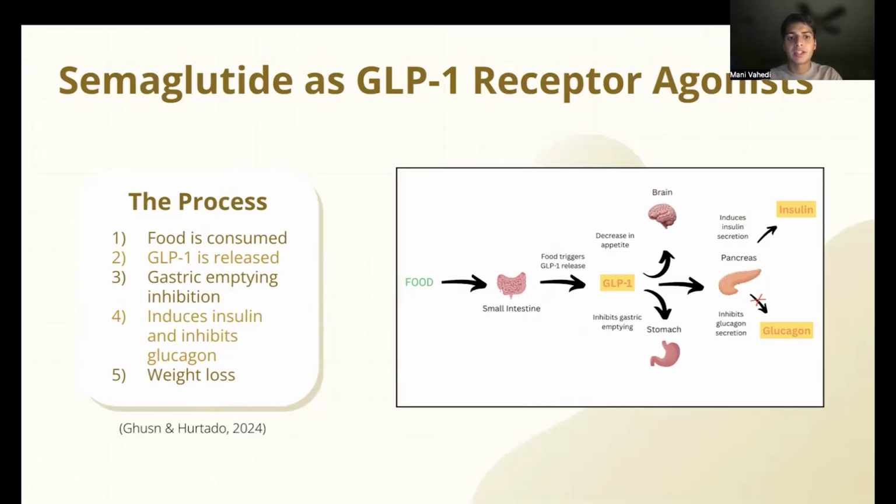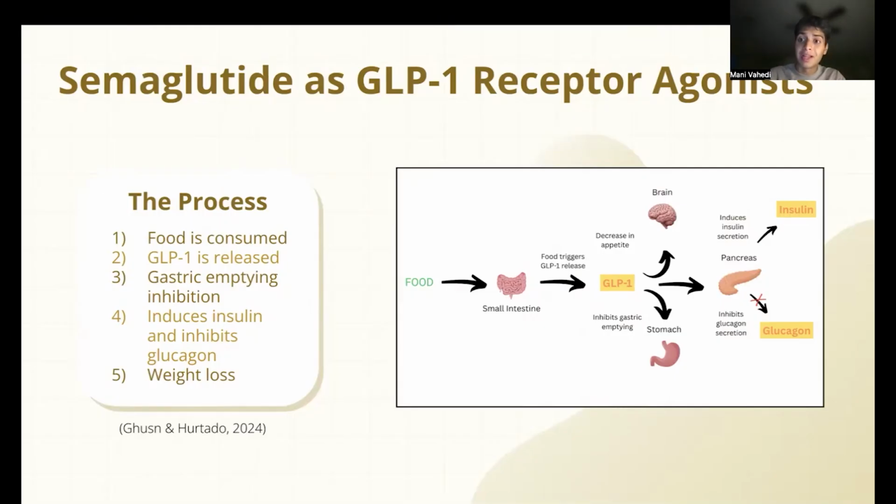Now, going to semaglutide as a GLP-1 receptor agonist, that whole big scientific aspect is really simple. So basically, first food is consumed, right? Then GLP-1 is released in your body, and that's a receptor that just attaches to your cell, and that calls for gastric emptying, which is basically where your body releases food's contents into your small intestines. However, GLP-1 is reducing that. So it's causing food to stay in your stomach longer, making you feel fuller.